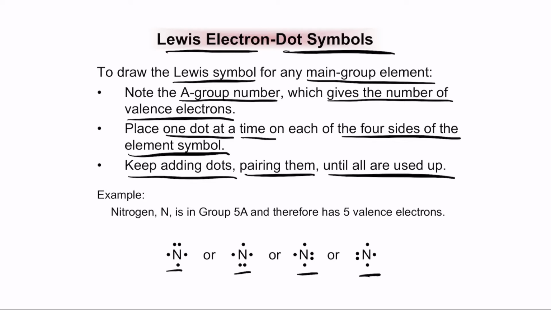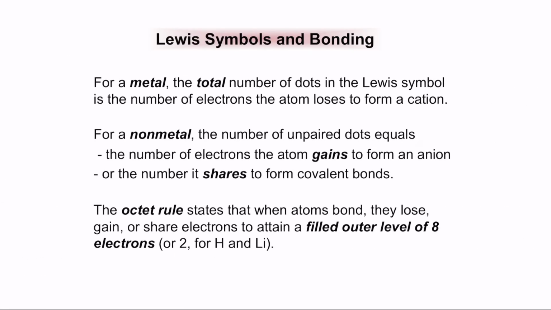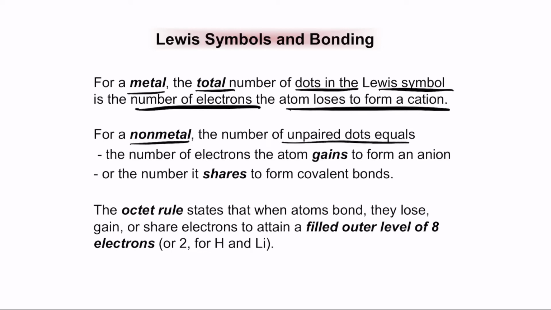So notice that we are writing the pair as a single entity and all the single electrons as separate entities. The reason we do that is because we want to make sure that we can pair this to different atoms. So for a metal, the total number of dots in the Lewis symbol is the number of electrons that the atom loses to form a cation. But for a non-metal, the number of unpaired dots equals the number of electrons that it gains to form an anion, or the number it shares to form a covalent bond.